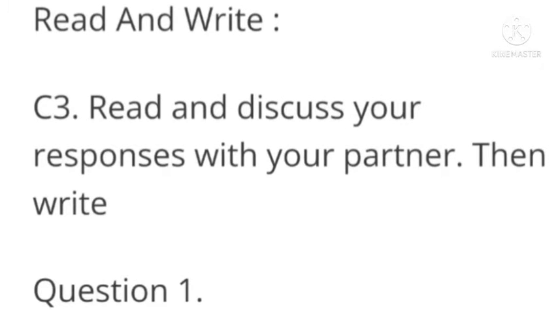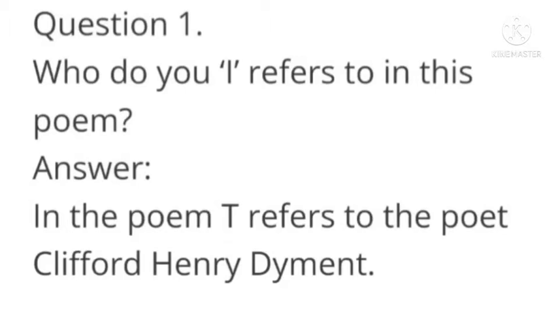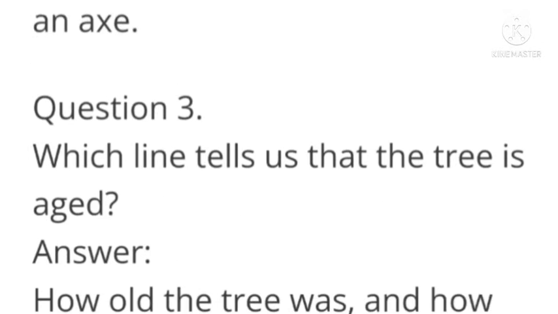Read and write. Read and discuss your responses with your partner. Then write. Question number 1. Who does "I" refer to in this poem? Answer. In the poem, "I" refers to the poet Clifford Henry Diamond. Why do you think the poet stopped? Answer. The poet stopped to watch a man striking at the trunk of a tree with an axe.